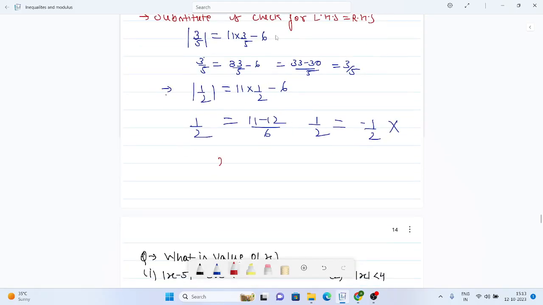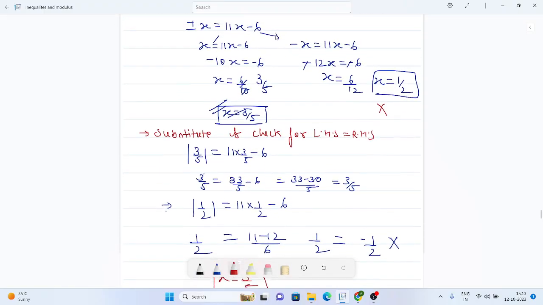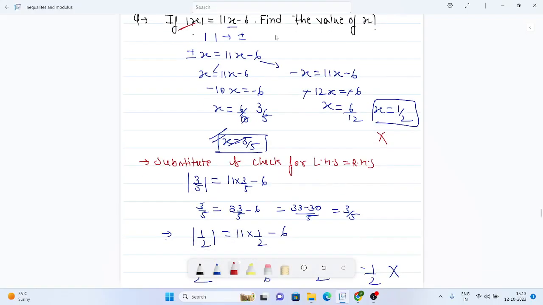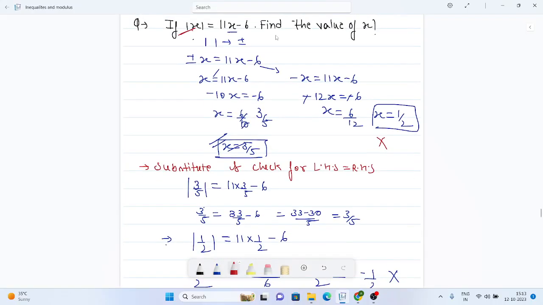So here you got the answer x equal to 3 by 5 only. First we got two answers, but when we put these two answers in our equation, only one will satisfy. So in this type of question, you have to substitute the solution which you solved and then check if it is satisfied, then only it is the answer. Otherwise, you discard that answer. Done? Okay, note it down, then we move forward.